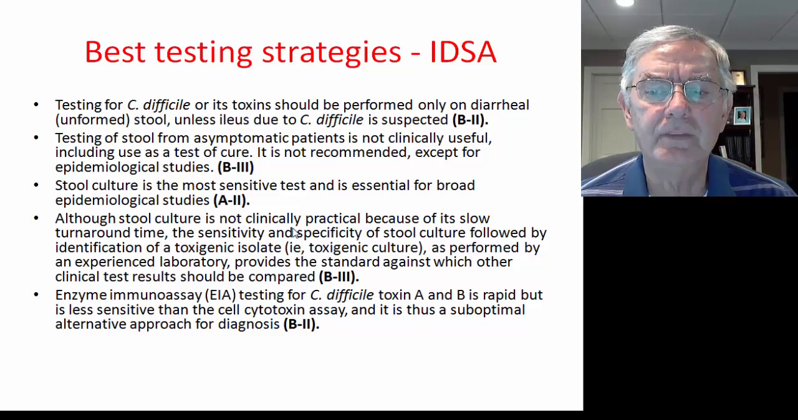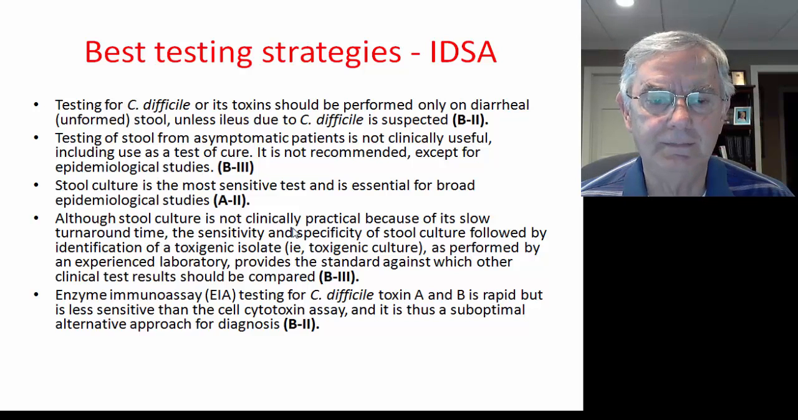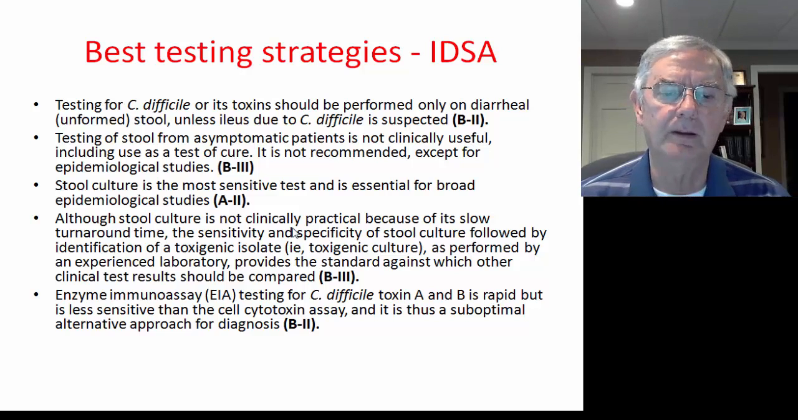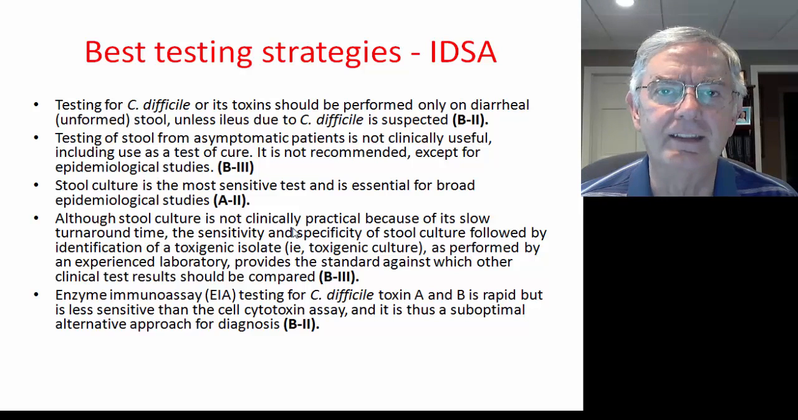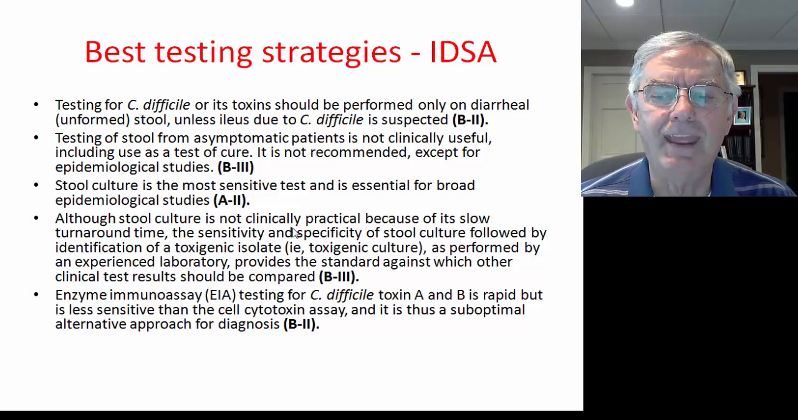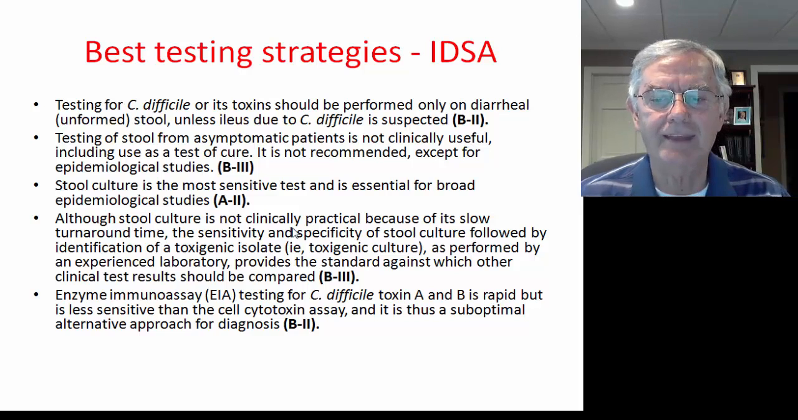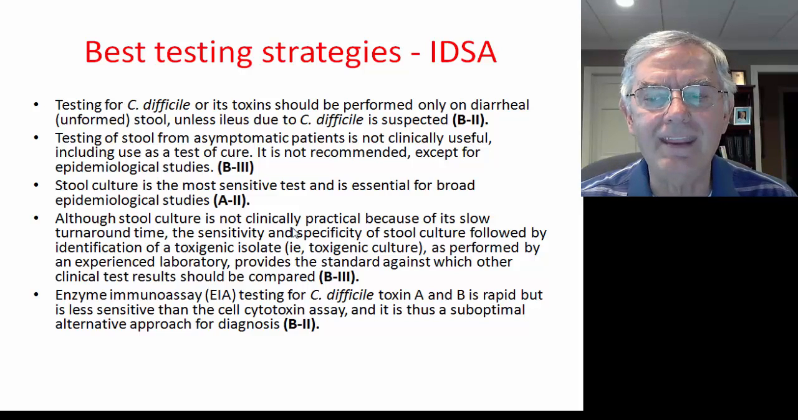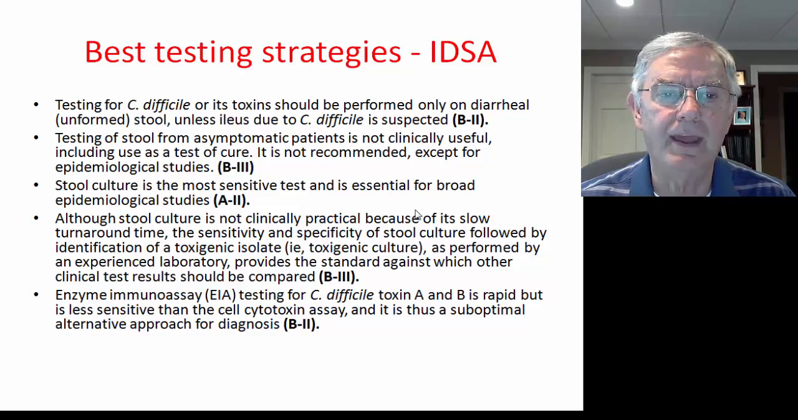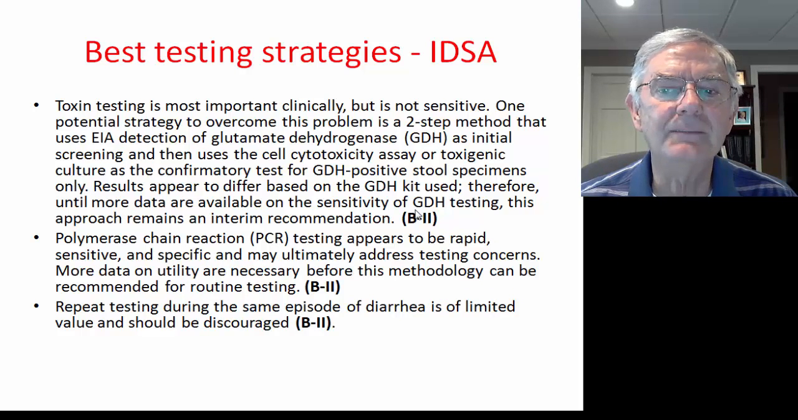The sensitivity and specificity of stool culture, followed by the identification of a toxigenic isolate, is very important and should be performed by only an experienced laboratory. Enzyme immunoassay testing, these rapid tests for toxin A and B, is less sensitive than the cell cytotoxin assay. And most hospitals do not have the capacity to do a cell cytotoxin assay. So thus, the toxin A and B test is a suboptimal approach for diagnosis. But toxin testing is important clinically. It's just not very sensitive.